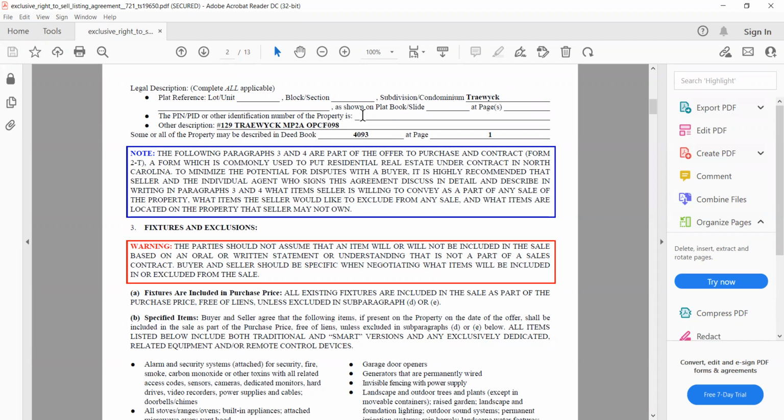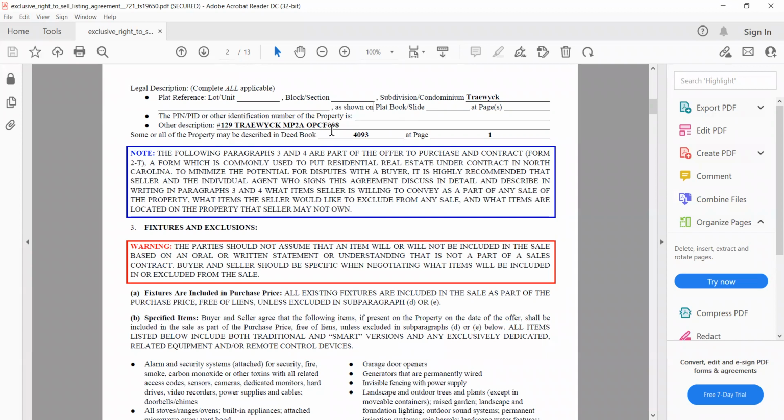Also, and what's not listed here and should be is the PID number. The PID number you can find in the tax record. So that's something I probably had it. So I took out some of the information in here just as examples, but the PID number should be listed here.